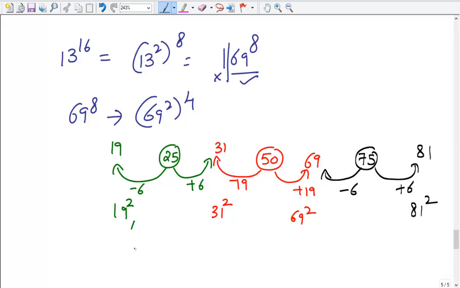Now here 19 square is 361. So if you know the squares of the numbers up to 25, that's very easy. Then you can find the answer quite easily. So 19 square is 361. So 69 square also ends with the same 61. That's now easy. A number ending with 61 to the power 4 is 41. Very, very easy.